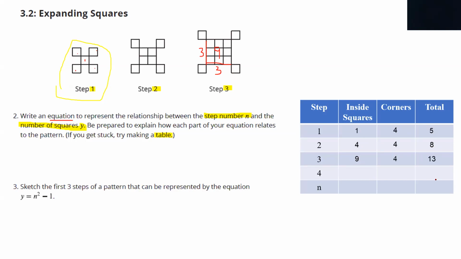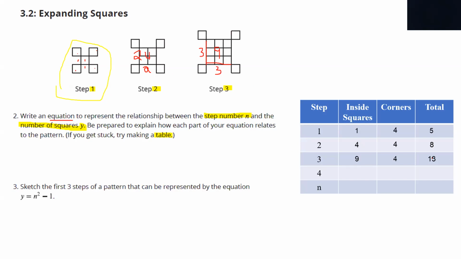Okay, now based off of these numbers here, we're going to try to see if we can figure out how many inside squares step 4 would have. Well, if you notice that the inside, we have 1 row, 1 column, so we have a total of 1. In the second, we have 2 columns and 2 rows, which gives us a total of 4 inside squares, and the same thing for 3.